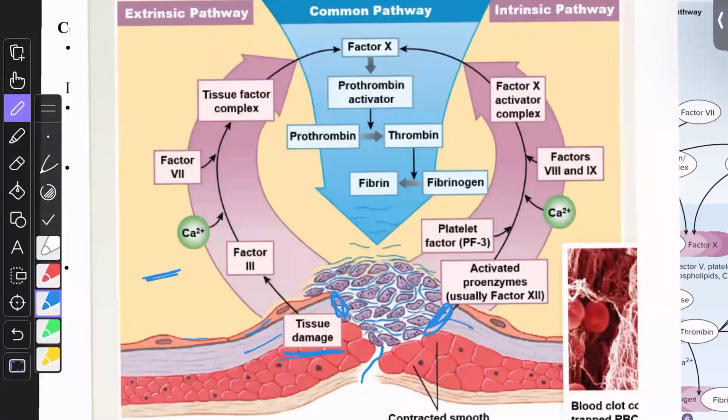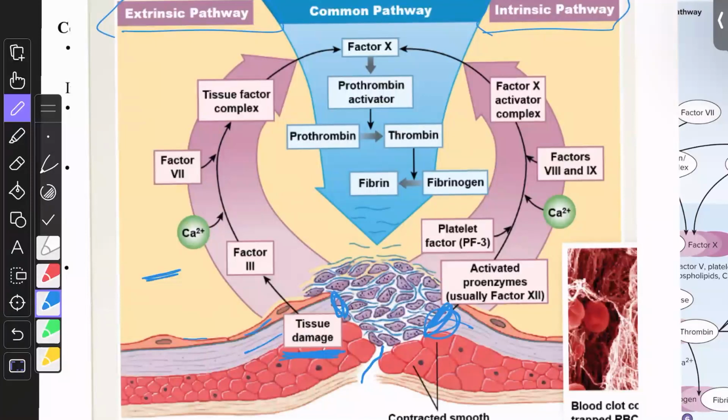Okay, so cut the vessel. I have tissue damage. I have exposure of collagen, right? Vascular spasm is happening. Platelets are starting to come in and build the platelet plug. But in the process, because this tissue was damaged, the extrinsic pathway was triggered. And because this collagen was exposed, the intrinsic pathway was triggered at the same time. Okay? These work all at the same time.